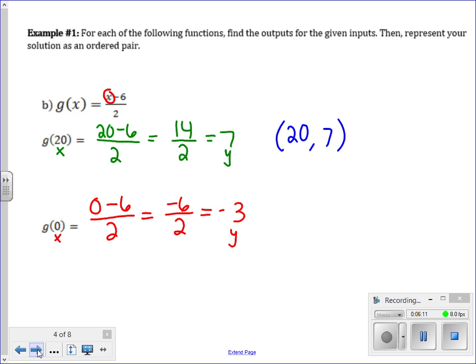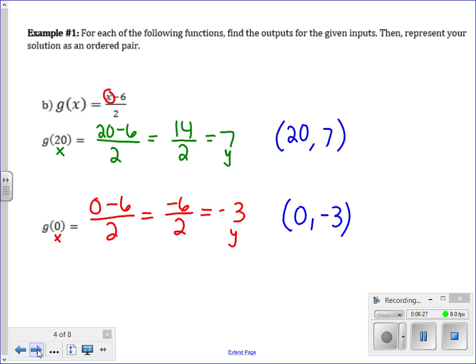So if I was going to write my input and my output as an ordered pair, I would have this solution 0, negative 3. So if I were to graph this function g of x and plot a bunch of points, the point 0, negative 3 would be on the graph.